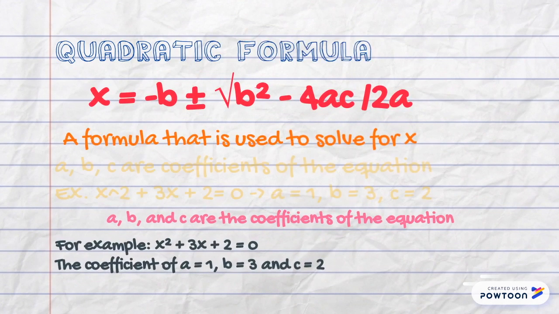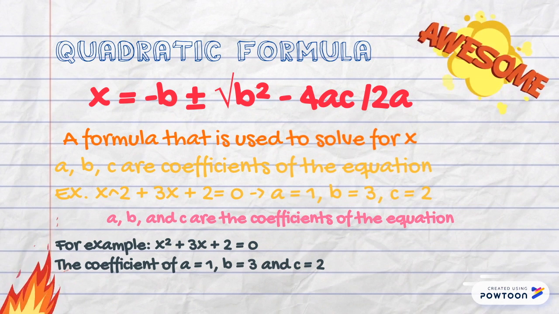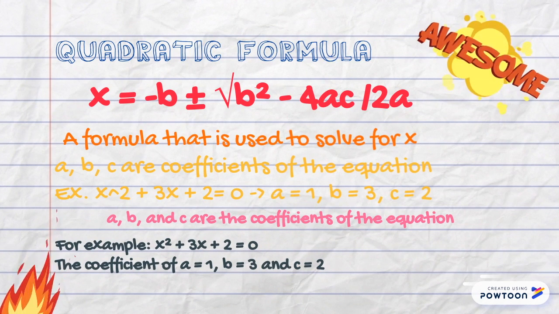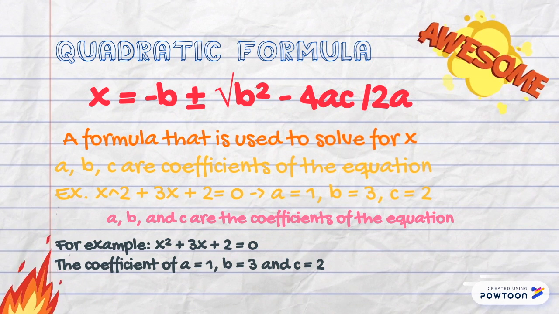This is the quadratic formula written as x equals minus b plus minus the square root of b squared minus 4ac, over 2a. This is the formula that is used to solve for x. As we can see, there are a, b, c. So what are they for? a, b, c are the coefficients of the equation. For example, you are given this equation x squared plus 3x plus 2 equal to 0. So the coefficient a is 1, b is 3, and c is 2.